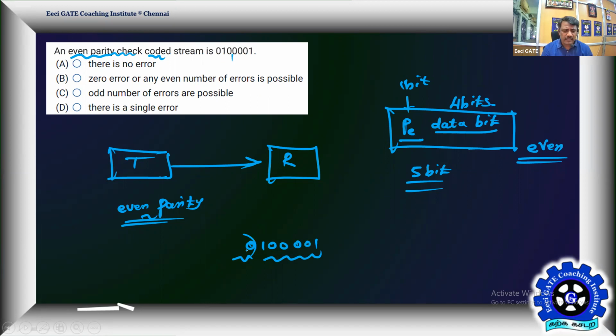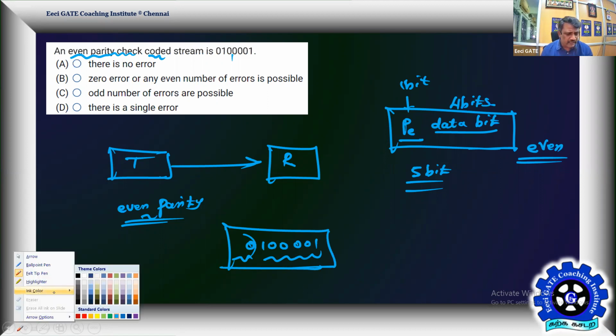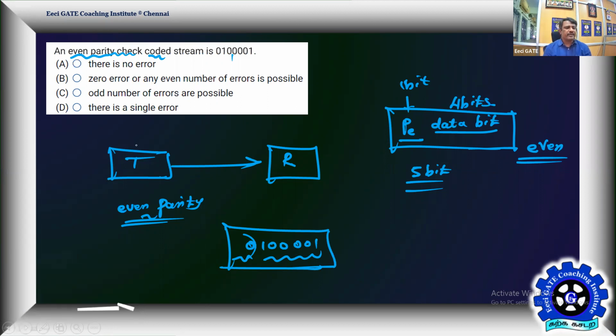Suppose it is odd, I can make the parity bit 1 to make the whole data, including the parity bit, even. Here the data is already even and the parity bit is also even. So one conclusion is that there is no error. That's one perception. So what can be the better perception? We'll see.